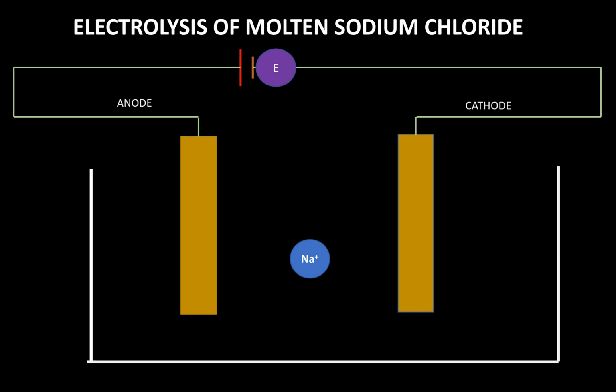To begin understanding, I have just taken one electron, although you know there are many electrons and so many sodium ions in the electrolyte, as well as chloride ions. But I'm explaining one half reaction at a time, and therefore I've just taken one sodium ion and one electron. Now that you know the positive ions are attracted to the negative electrode, you'll have Na+ ions getting attracted to the cathode, which is the negative electrode.